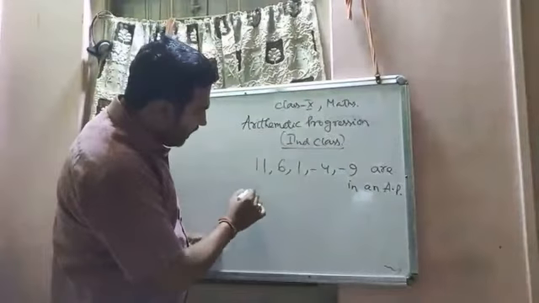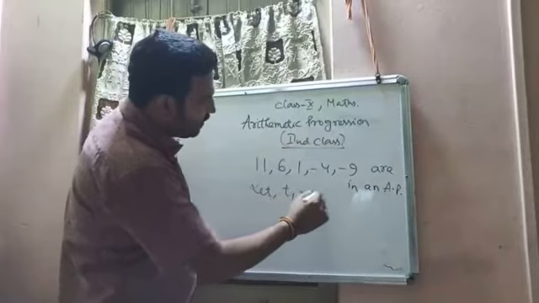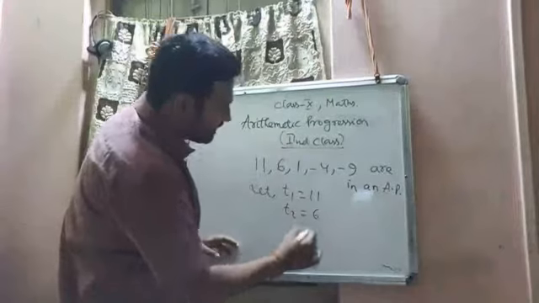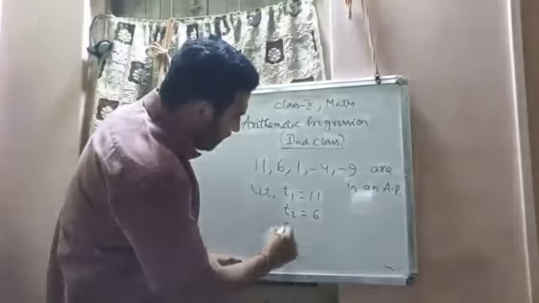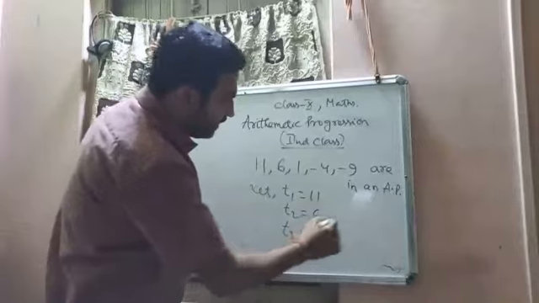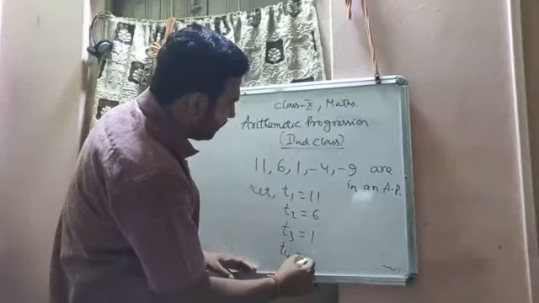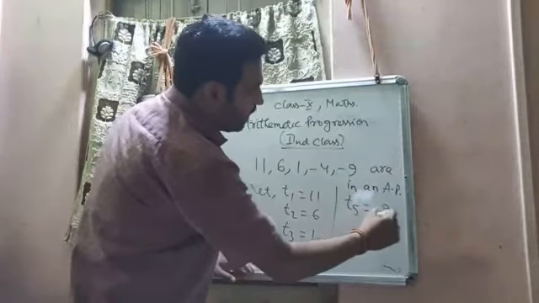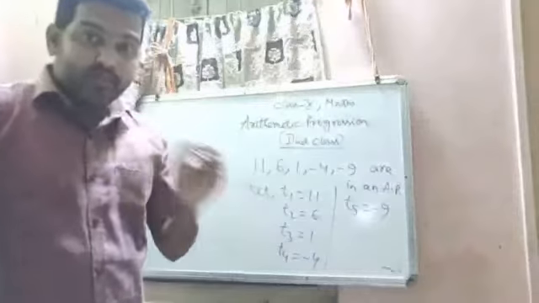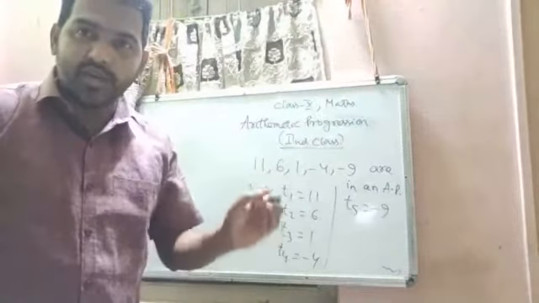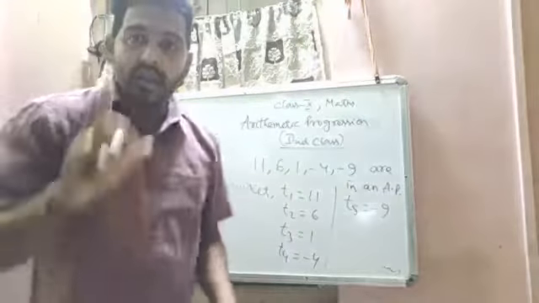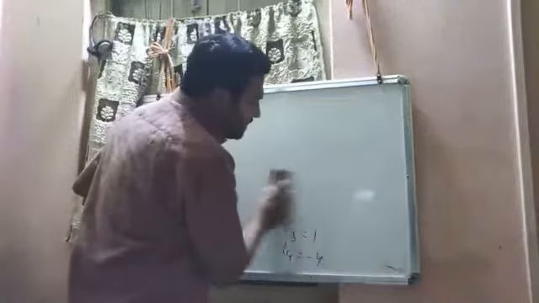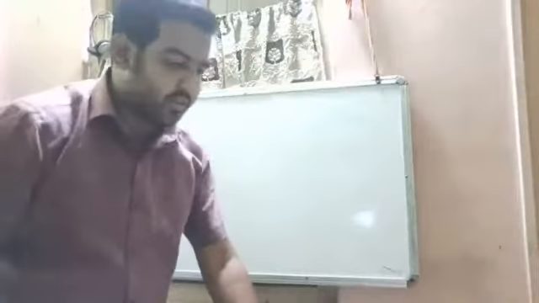Even before doing the math, we are not sure whether it will form an AP or not. That is why I am going to write: let term 1 is equal to 11. Let me assume term 2 is equal to 6. T3 is equal to 1. T4, the fourth term, is equal to minus 4. Similarly, T5, the fifth term, is equal to minus 9. So we have just assumed the terms as T1, T2, T3, T4 and T5. The only criterion here is that the difference between any two consecutive terms should be the same.